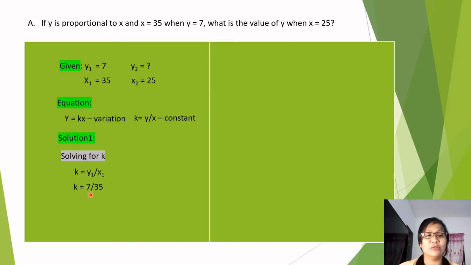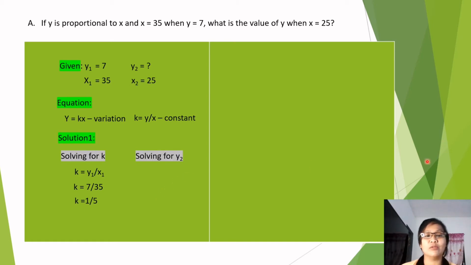K now is equal to 7 over 35. So 7 and 35 are both divisible by 7. So i-divide natin both numerator and denominator by 7. Therefore, we have 7 divided by 7 is 1 and 35 divided by 7 is equal to 5. Therefore, our final answer is 1/5.